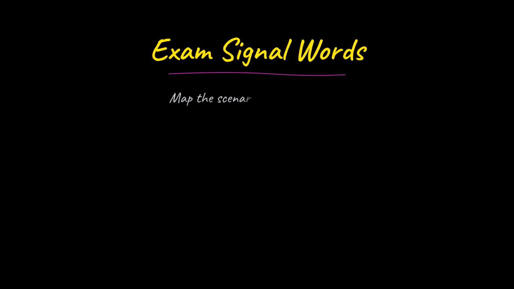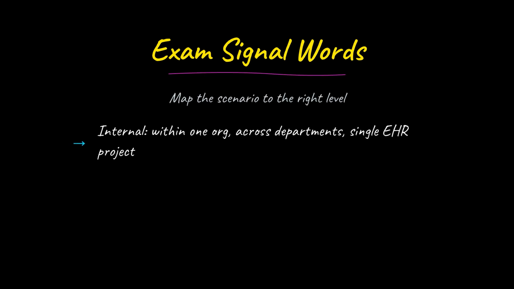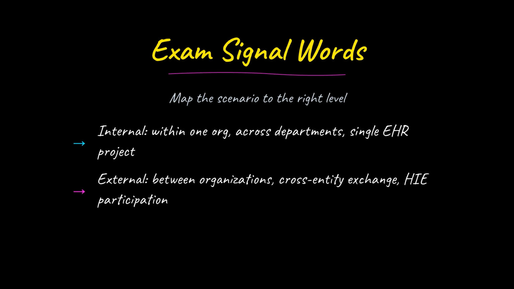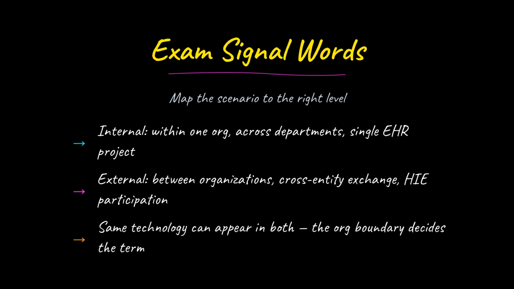On exam stems, ask one question first. Does the scenario stay inside a single organization or cross into another? A CMIO consolidating hospital systems is an internal problem. A hospital sharing records with an outside clinic or a state HIE is an external one. Technology like HL7 messaging appears in both contexts. So the organizational boundary, not the tool, determines the correct label.